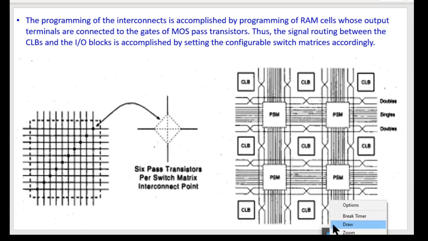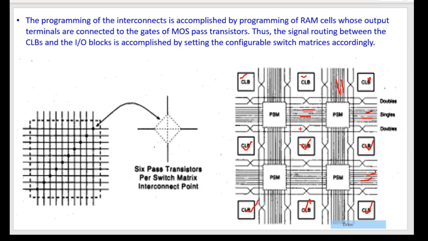Okay, so we have seen what a CLB, configurable logic block, contains, and then we had seen the structure of the architecture of this FPGA chip. The architecture was like this: CLBs. These CLBs are distributed evenly in the Xilinx FPGA chip, and they are surrounded by these routing channels, these interconnections.